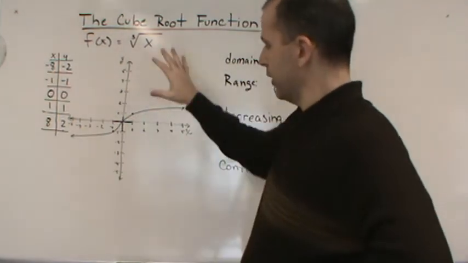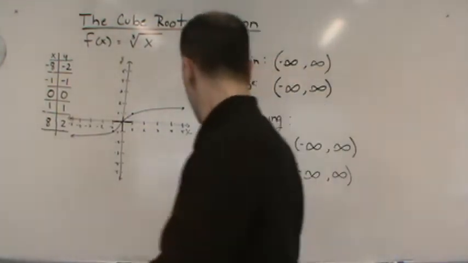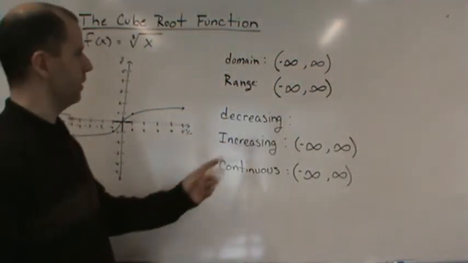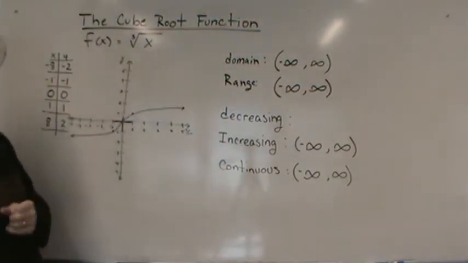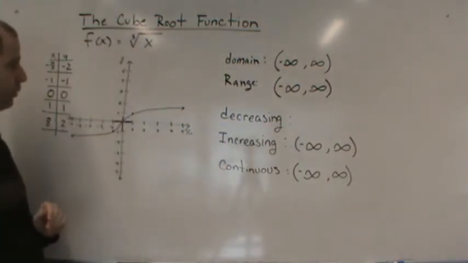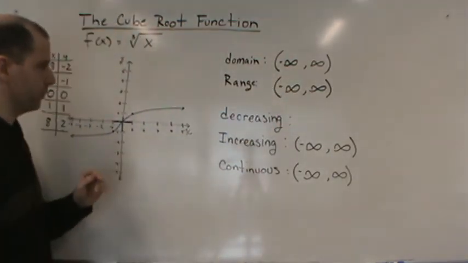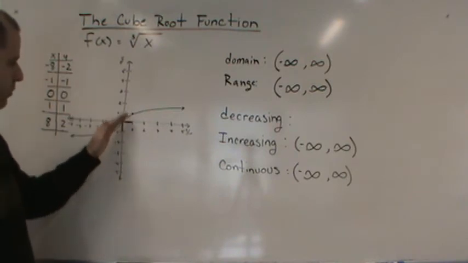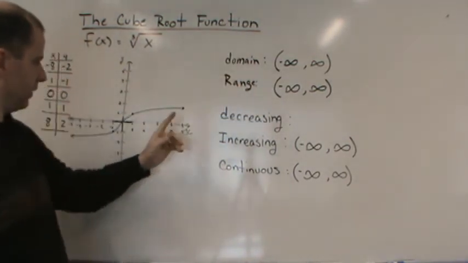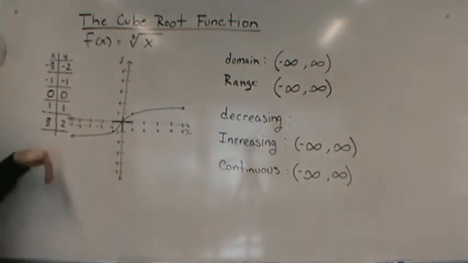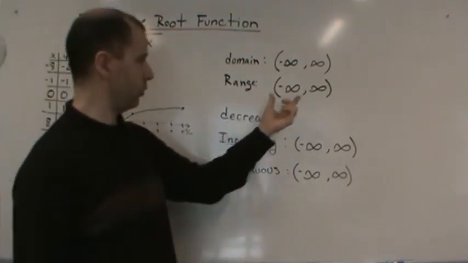So in the cube root function, notice with the characteristics, what do we have? The domain is all real numbers. There are no restricted values on x. We can put anything under the cube root. And of course the range is also all real numbers, because this will continue to go off slowly to positive infinity, and this will go off down to negative infinity in the y direction. So the range is all real numbers.